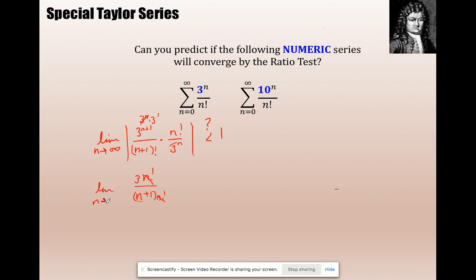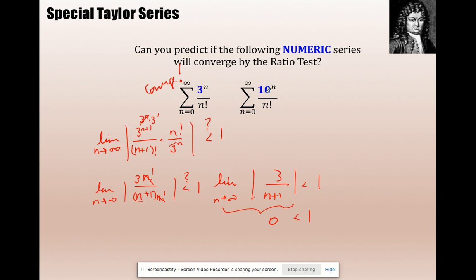So the limit as the number of terms goes to infinity is looking like the limit as n approaches infinity of 3 over n plus 1, which is bottom heavy, so this limit is 0. 0 is indeed less than 1, therefore converge. This numeric series will converge to a sum. I can't find that sum, but I can tell you that it will converge to a sum. If you keep adding those terms as you go off to infinity, the factorial is going to overpower the 3 to the n.